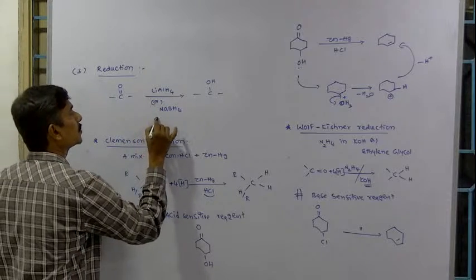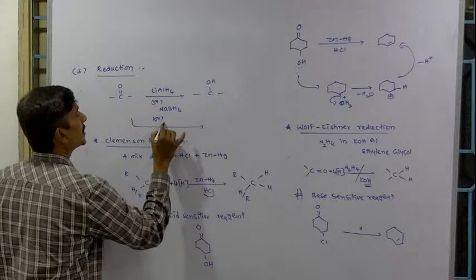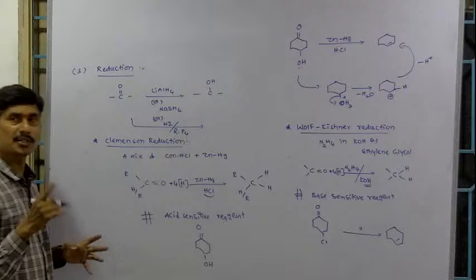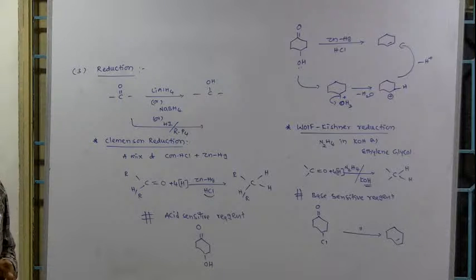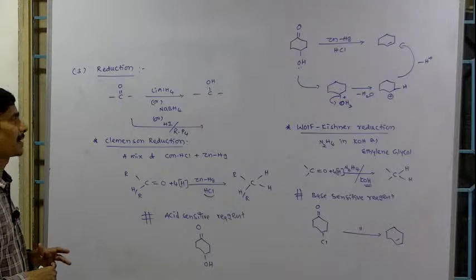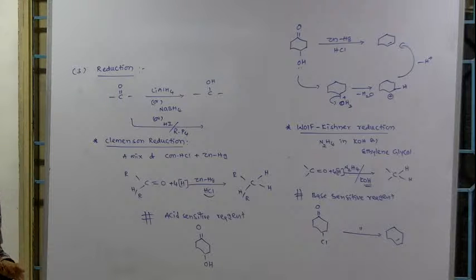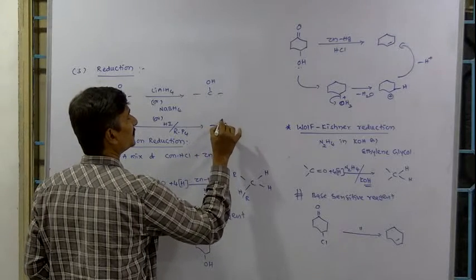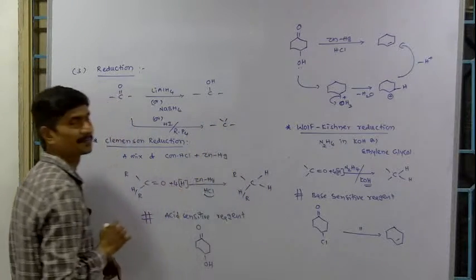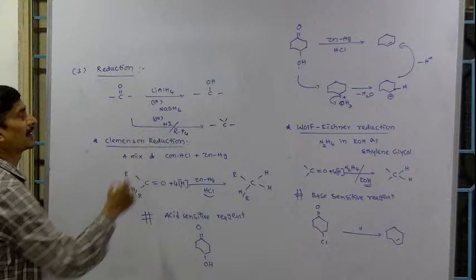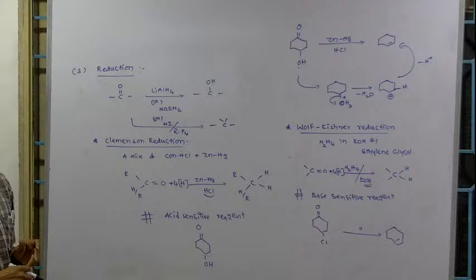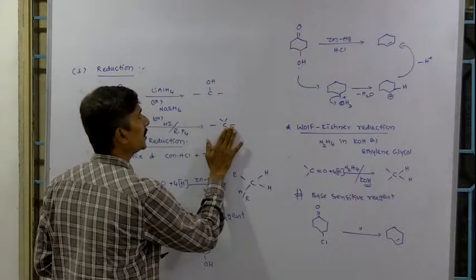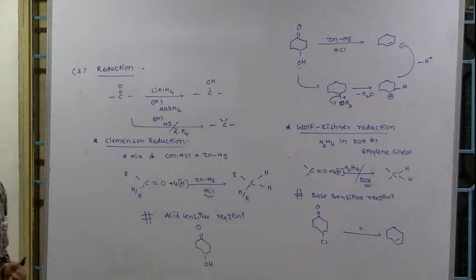Along with that, we can also use one more reducing agent. What is it? HI with red phosphorus. If I use HI with red phosphorus, any functional group is converted into hydrocarbon. It is known as what? Berthelot's reagent. Because whatever the functional group may be, it reduces all functional groups into hydrocarbon, so it is known as the reducing reagent.